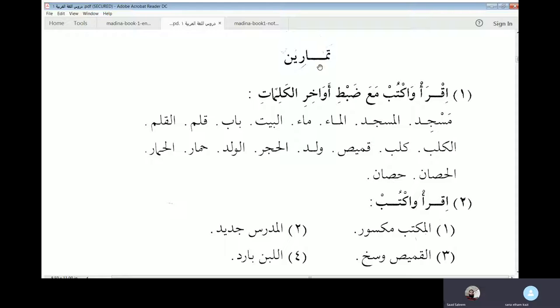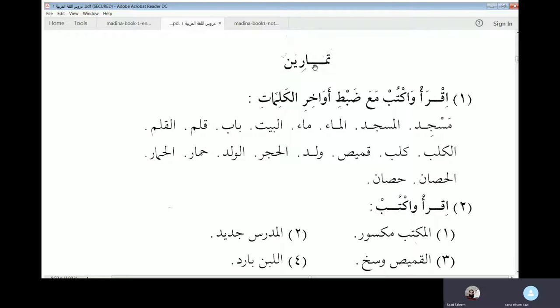Tamarin, exercises. Iqra, exercises. Okay. What is the singular? Tamreen. On the previous pages we learned about tamreen. Here we have tamareen. Spellings are different. Tamareen, exercises. Iqra wa uktub, read and write. Ma'a dabti awakhiril kalimat, with correct endings. Yes, read and write with correct endings.